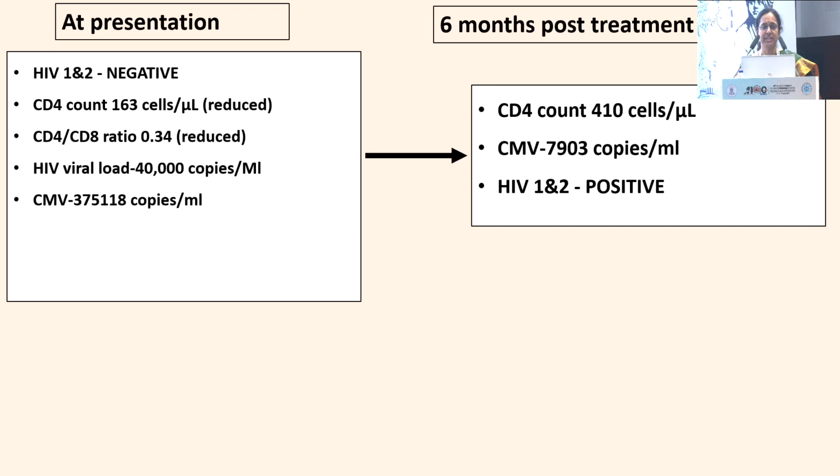So at presentation, HIV 1 and 2 were negative. His CD4 count was reduced. Viral load was significant, and CMV copies were also significant. 6 months post-treatment with ART and antiviral, his CD4 count improved to 410 cells per microliter, and the repeat ELISA for HIV 1 and 2 came positive.